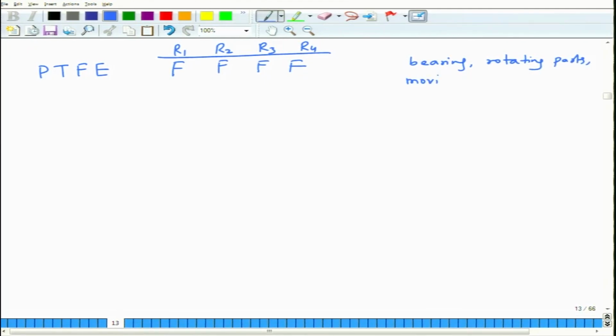moving parts. And then we have, so this is polytetrafluoroethylene, okay.